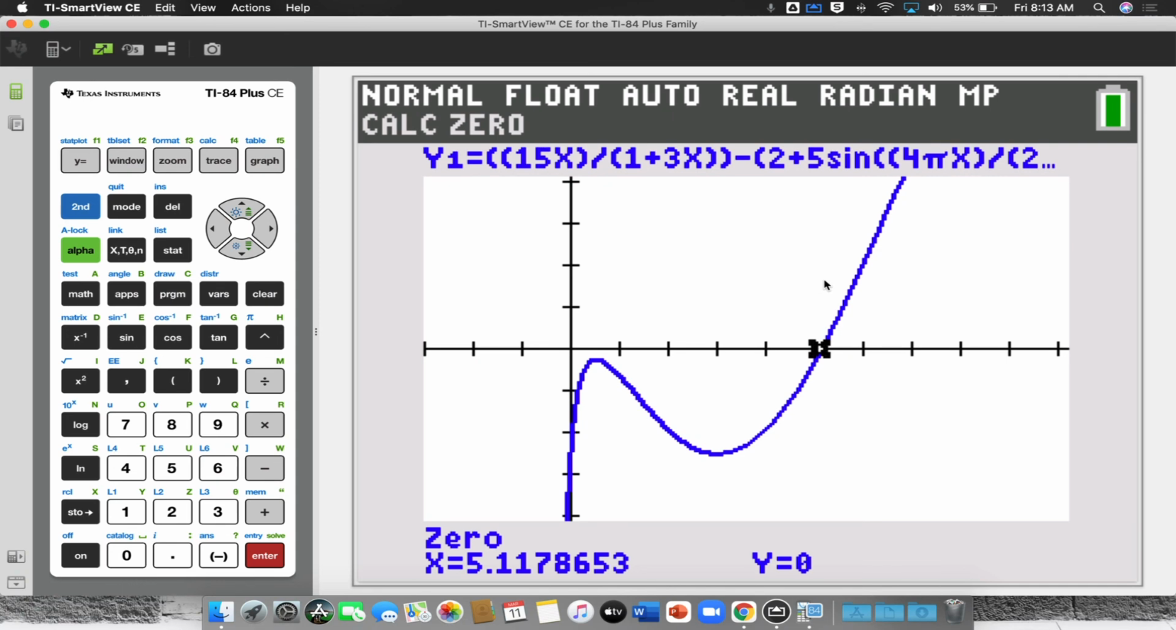That's my critical point. So I'm going to write that down. That's my critical value. My critical value, I have one of them. 5.11, go 3 spaces past the decimal and you're good. 5.118, done.